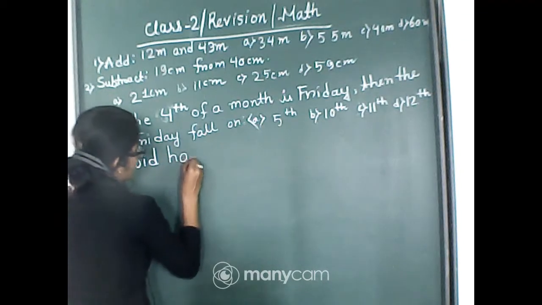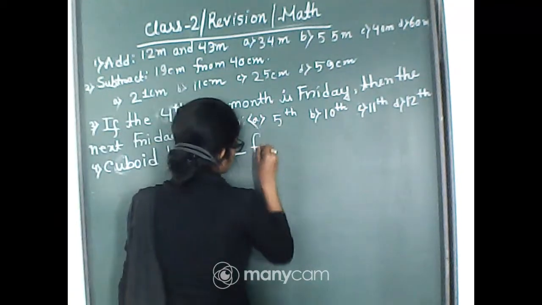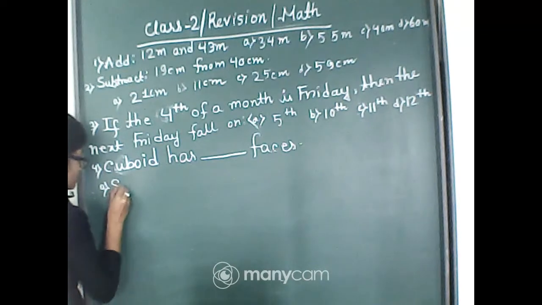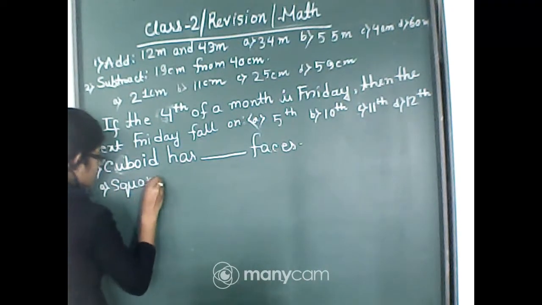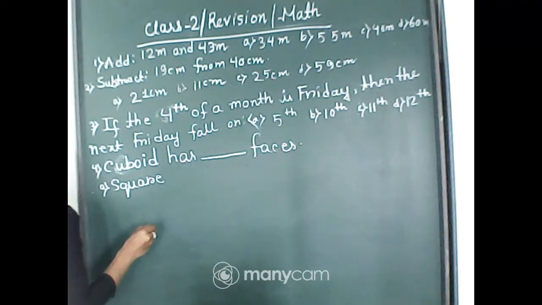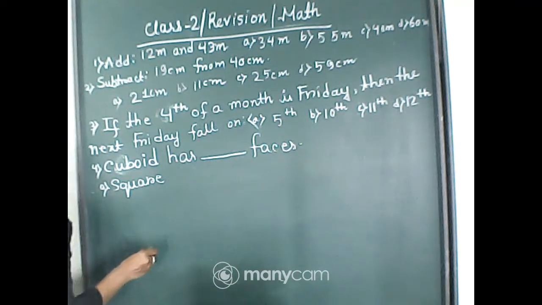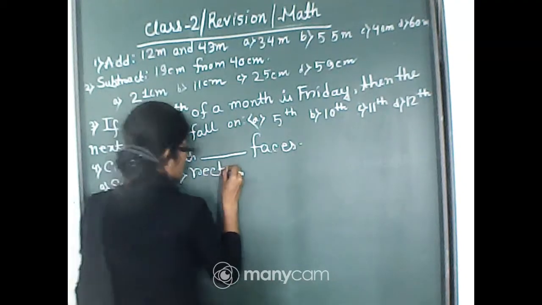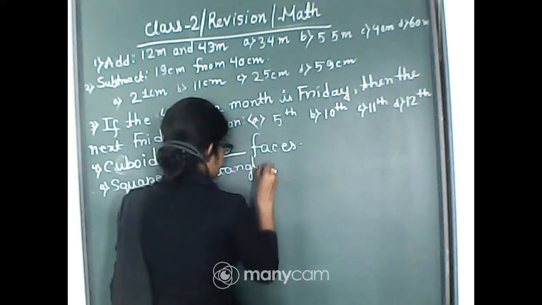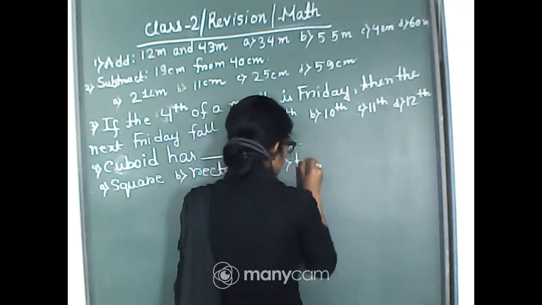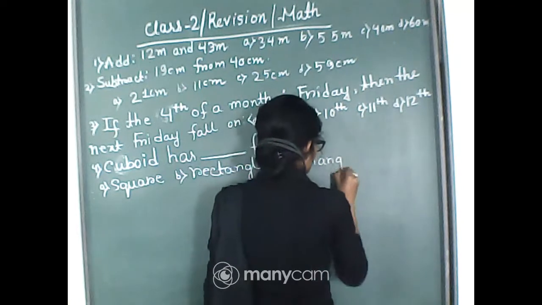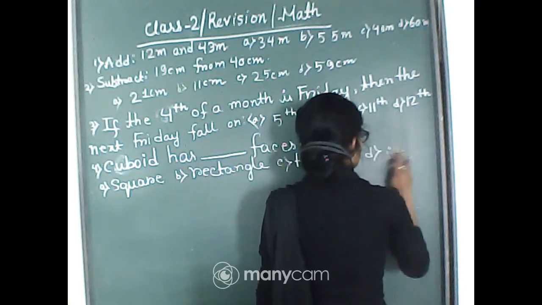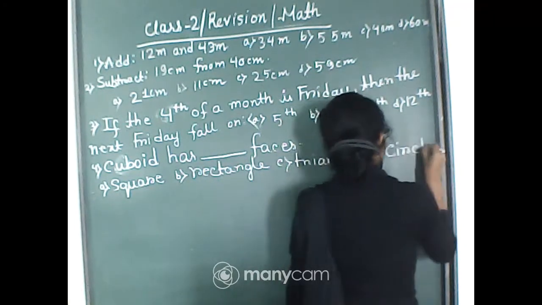Cuboid has dash faces. Is it square? Is it rectangle? Is it triangle? Or is it circle? Okay?